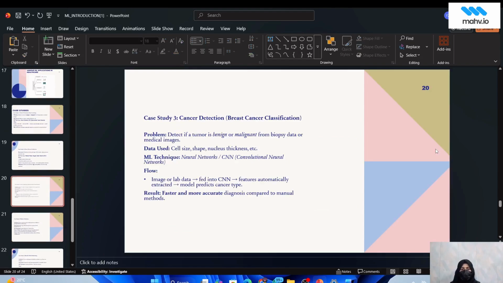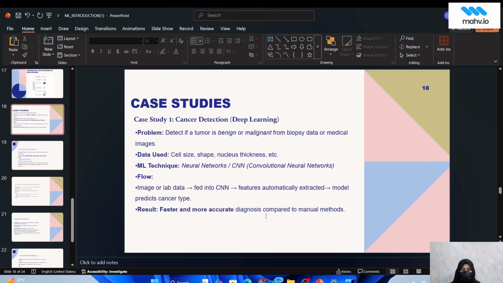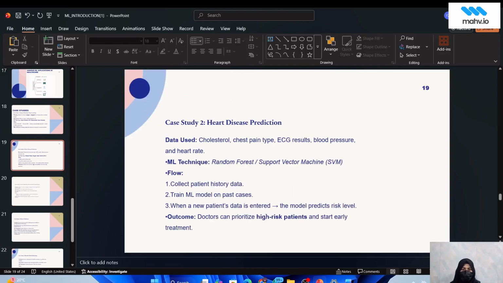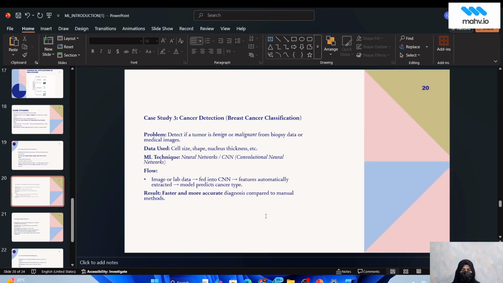So the other case studies are just like that, for example cancer detection, that is breast cancer classification. What is our problem here? Detect if a tumor is benign or malignant from biopsy data or medical images. We have things like cell size and shape. Then we apply our technique here, and the whole flow is the same as we did in the cancer detection. This is a more specific cancer that we want to detect, but the flow will be the same.